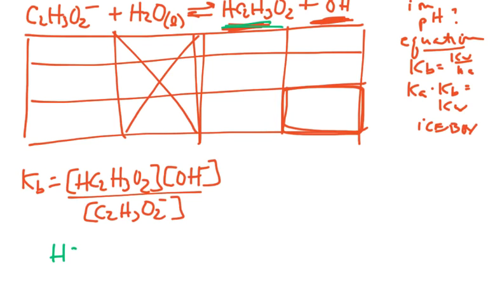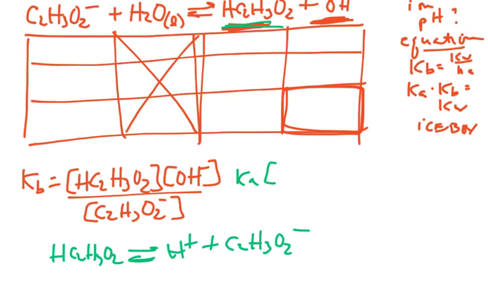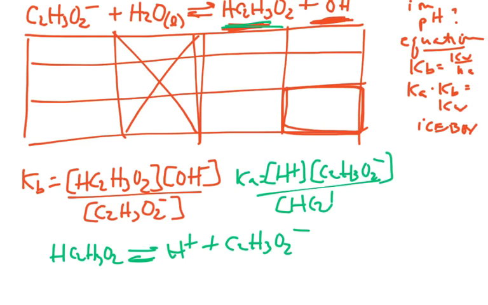Acetic acid, HC2H3O2, is going to break up into H plus and C2H3O2 minus, or we could have put a water in there. But the Ka for that one is going to be the concentration of H plus times the concentration of acetate, all over the concentration of HC2H3O2. And that one we happen to know is 1.8 times 10 to the negative 5, because that was given back in example 3.